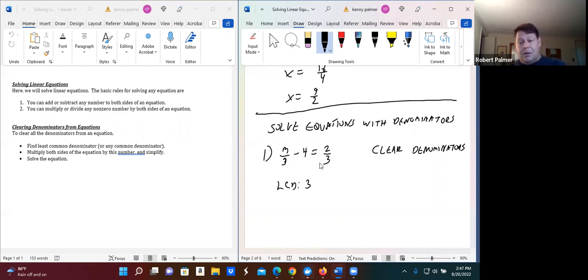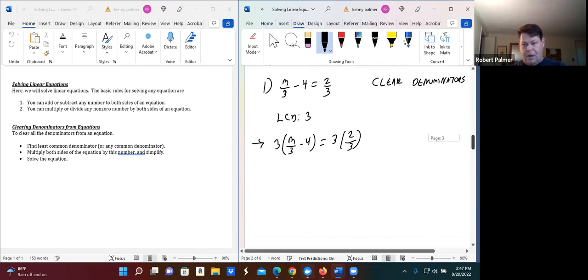So now, what we want to do is just multiply both sides of the equation by this number. It's the same rule we had before: what you do to one side of the equation, you have to do to the other side. So if we do that, that's going to be 3 times m over 3 minus 4 on this side, and then 3 times 2/3 over here. Okay, let's start with this side. It's probably easier to work with.